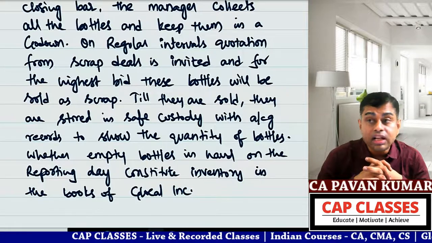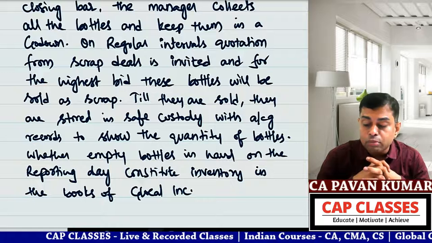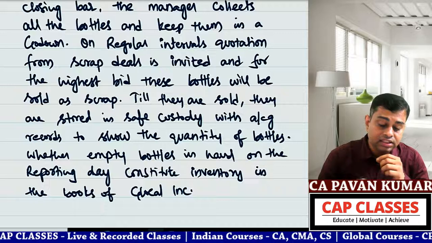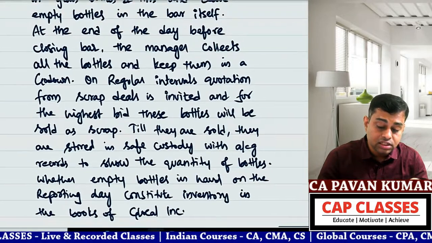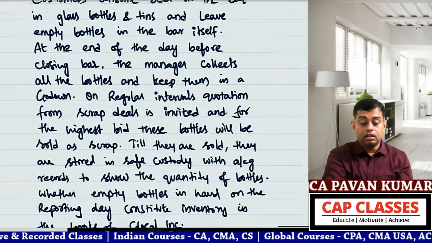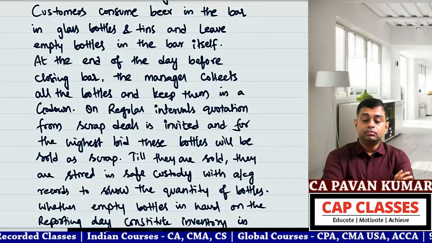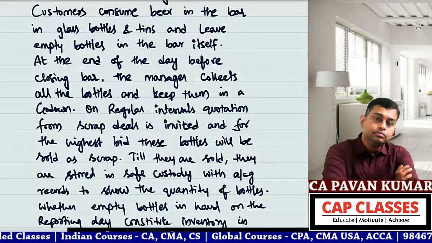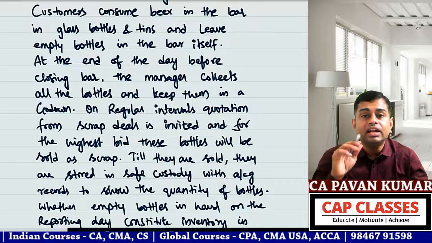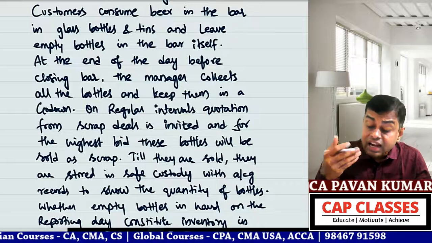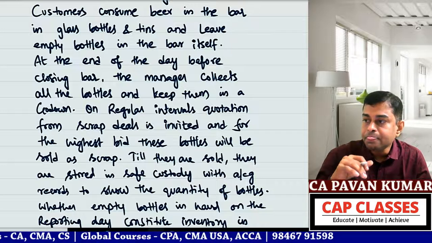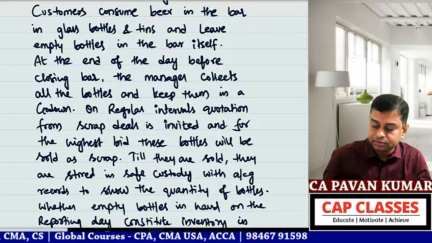These glass bottles are the resources controlled by the entity. Write down the solution. These empty glass bottles are the resources controlled by the entity, which are held for sale in the ordinary course of business.